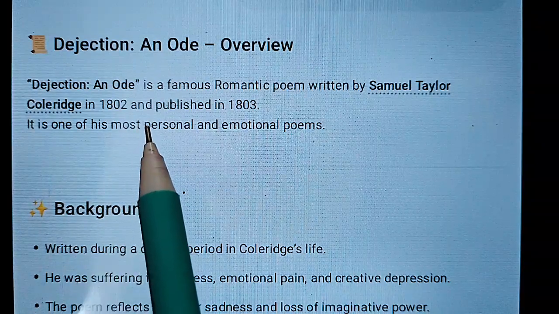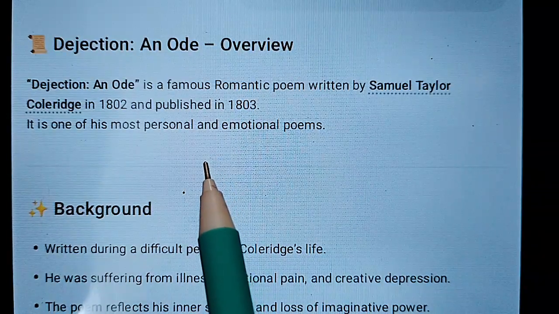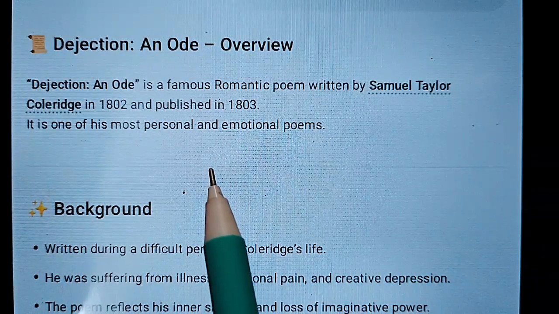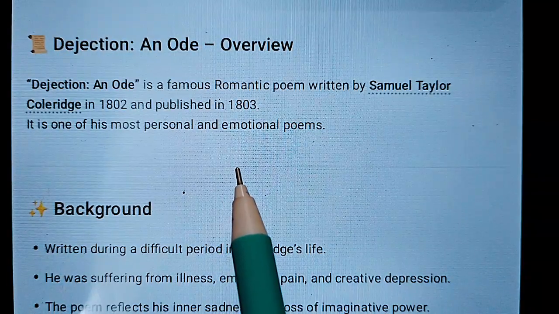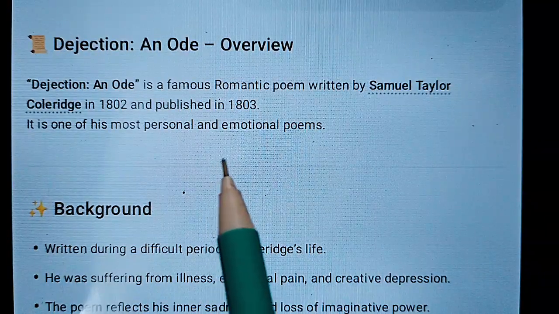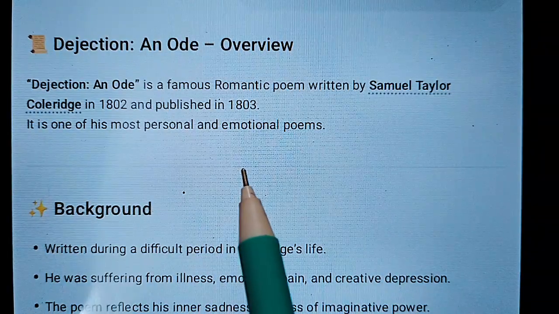This poem is addressed to Sarah Hutchinson. Sarah Hutchinson was the sister of Mary Hutchinson. Mary Hutchinson was the wife of William Wordsworth. Sarah Hutchinson was not the wife of S.T. Coleridge, but he shared his feelings with her.